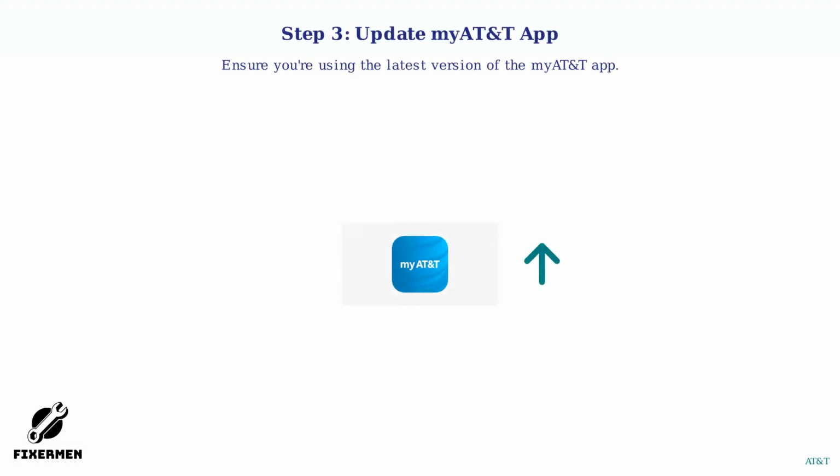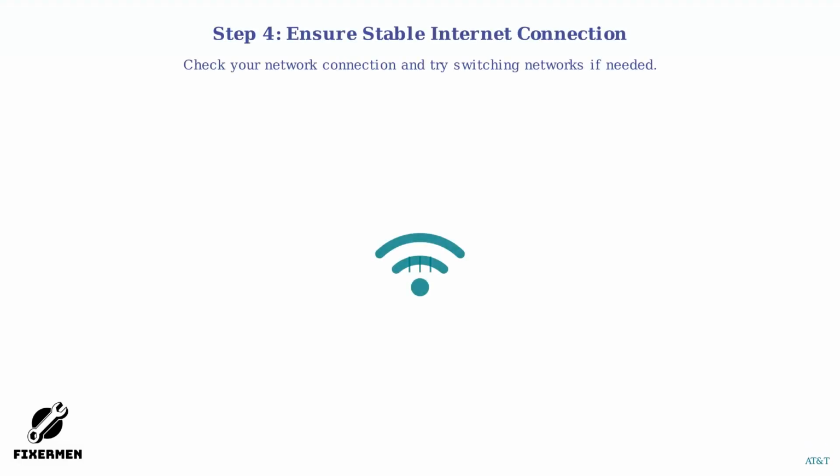Third, update your MyAT&T app to the latest version. Outdated apps can have bugs that prevent successful logins. Fourth, ensure you have a stable internet connection. Poor connectivity can interrupt the authentication process and cause login failures. These simple steps resolve many login issues.